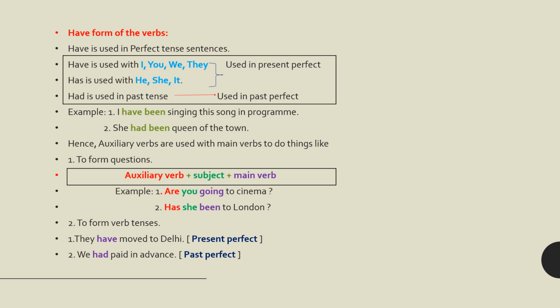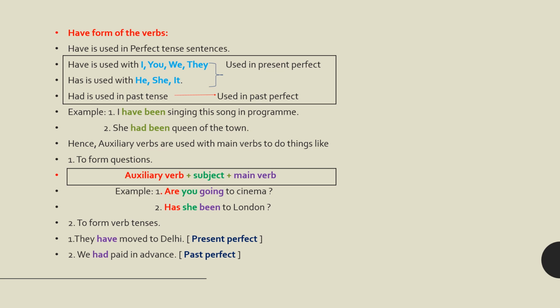Hence, auxiliary verbs are used with main verbs to do things like to form questions. Are you going to cinema? Has she been to London? Here, in both the examples, auxiliary verb plus subject plus main verb forms the question. Are and has are used as auxiliary verbs in both the examples. You and she are the subjects. Going and been are the main verbs in the examples. Thus, a question can be made with the help of auxiliary verbs.